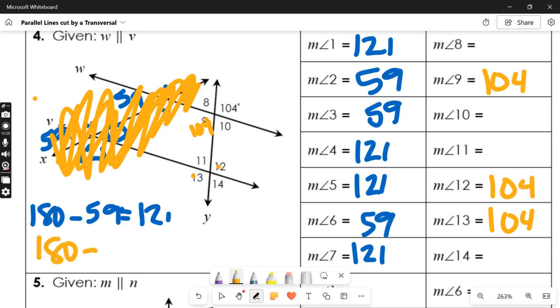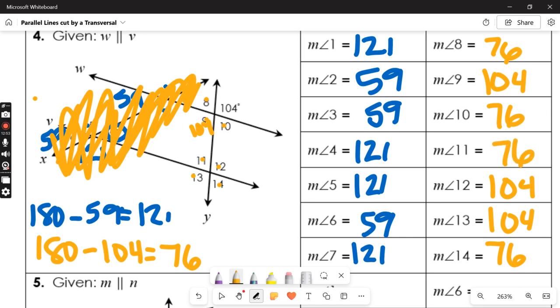I'm going to do 180 minus 104, which is 76. So angle 8 is 76. Directly across from that is 10, so it's 76. Corresponding to that is 14, so it's 76. And then vertical is angle 11, so it's 76. And I'm just pairing them up as I go.